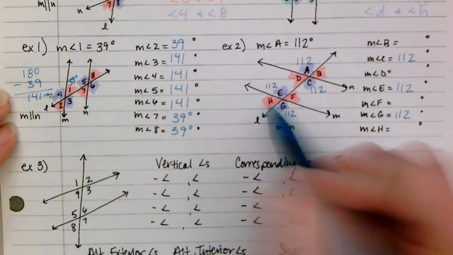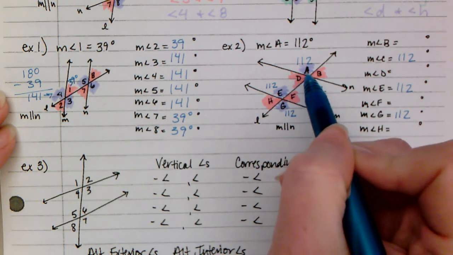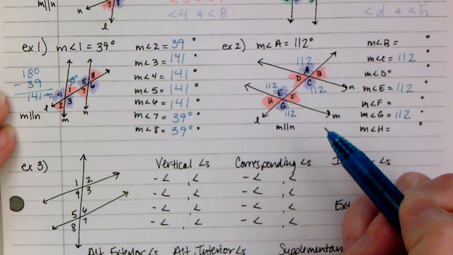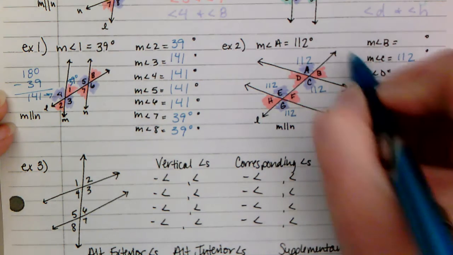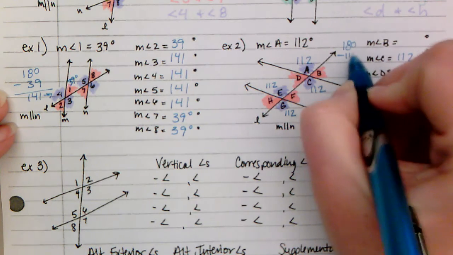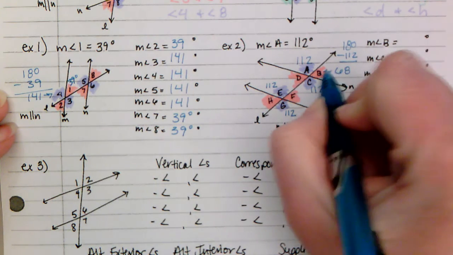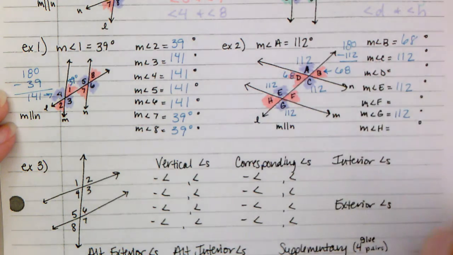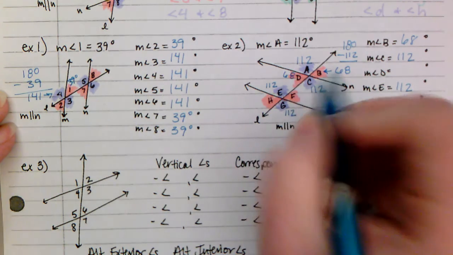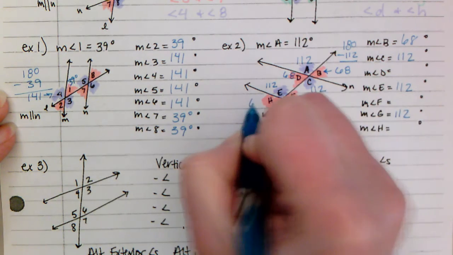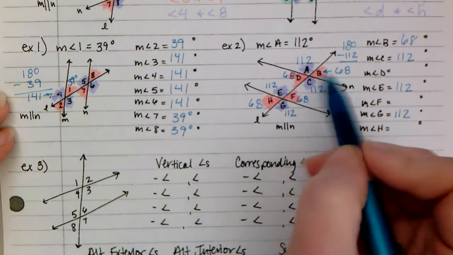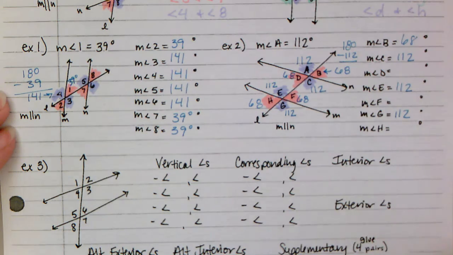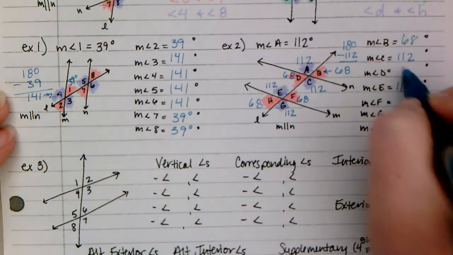To find B, D, F, and H, I can notice that A and B are supplementary to each other, meaning that they equal 180 degrees total. And so I can take 180 degrees minus 112, and that will leave me with 68 degrees. And if B is 68, D is vertical to that, F is alternate interior to that, and H is vertical to that also. Notice they kind of make Z's, or they crisscross their way across the sets of parallel lines, the angles that are the same.